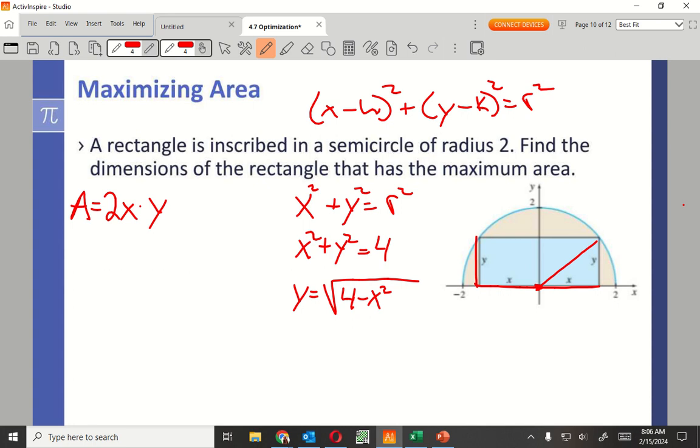Okay, so I'm going to replace that with y. Now my area is equal to 2x times 4 minus x squared to the 1/2. Because that radical, it's easier to write it as a 1/2 instead. It looks like y sub 2. Now I see it.